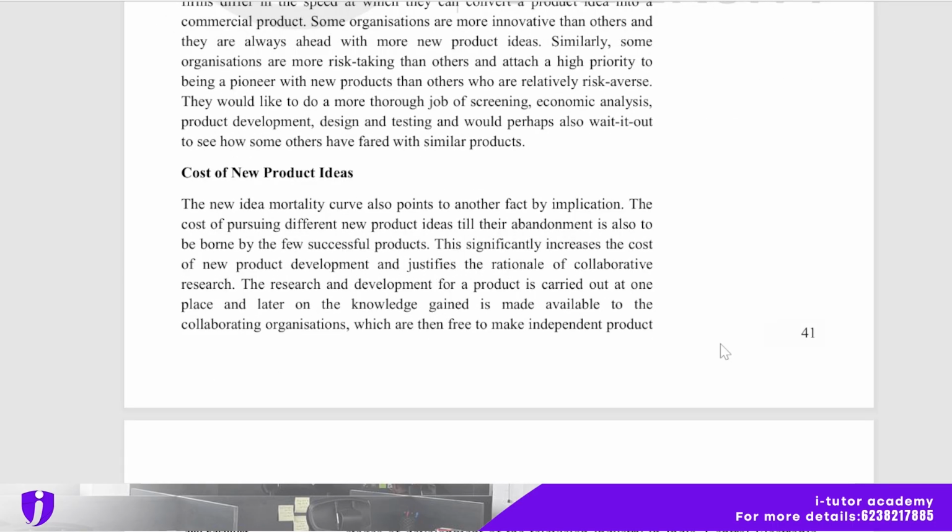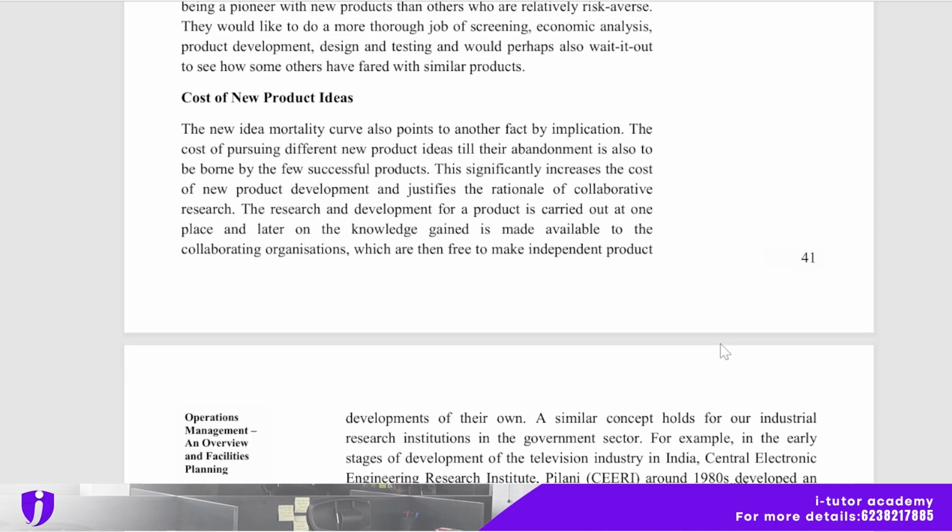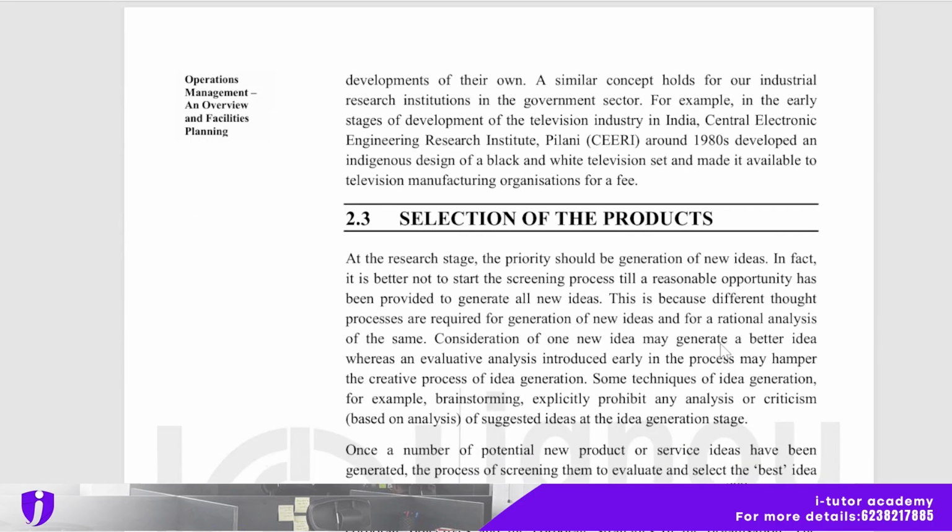The new idea mortality curve also points to another fact by implication. The cost of pursuing different new product ideas till their abandonment is also to be borne by the few successful products. This significantly increases the cost of new product development and justifies the rationale of collaborative research. The research and development for a product is carried out at one place, and later on the knowledge gained is made available to the collaborating organizations, which are then free to make independent product development of their own. And a similar concept holds for our industrial research institutions in the government sector.